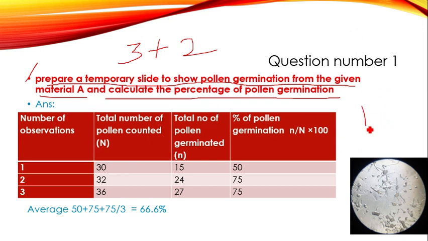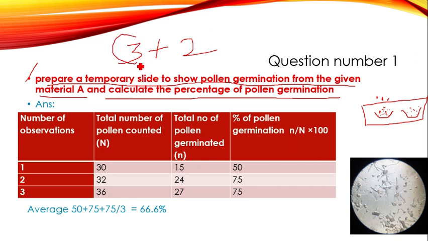Here what you have to do, you have to take the slide. To get the correct result, you can take the cavity slide, then you have to add the sucrose solution on the slide. Then in this sucrose solution, if you add the pollen grains which are present on the anther, and keep it for 10 minutes, after that you can observe the pollen grains in these cavities on the slide. That is the preparation of the slide.